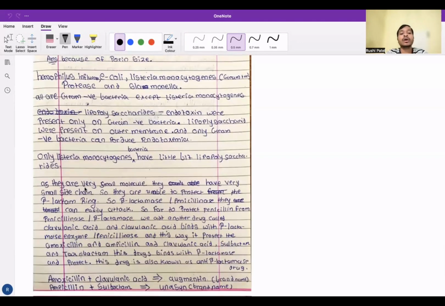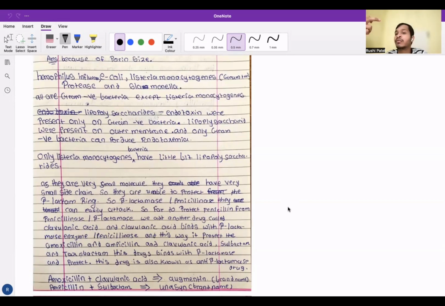Not only clavulanic acid, sulbactam and tazobactam are also added to protect the drugs. Supposing amoxicillin plus clavulanic acid is in the market, the brand name is Augmentin. And the market brand name is what? It comes as amoxicillin plus clavulanic acid. Whenever you visit the doctor and he prescribes and gives the medicine, read the contents beside it: amoxicillin with clavulanic acid.